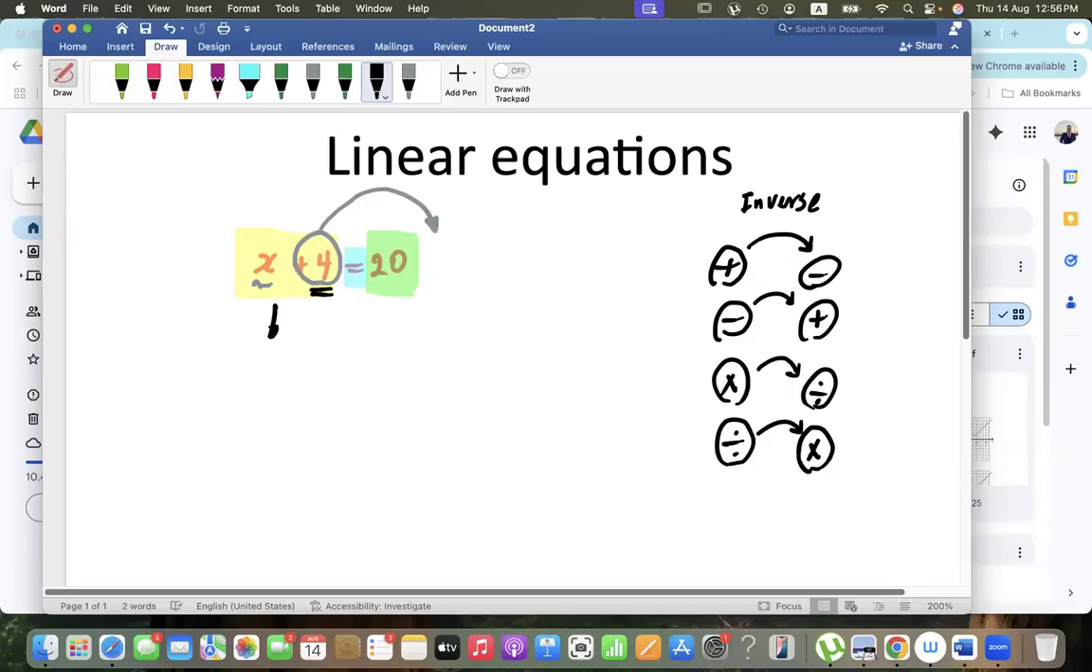So I'm going to write the x as it is, equal as it is, 20. Then this 4, I will make it minus 4. Now let's read it. We have here 20 minus 4. So x equals 20 minus 4, which is, yes, exactly, 16.